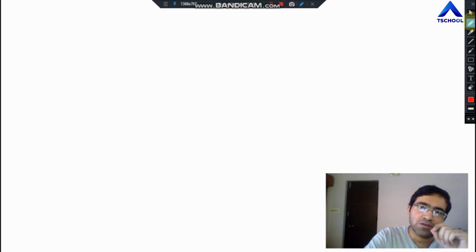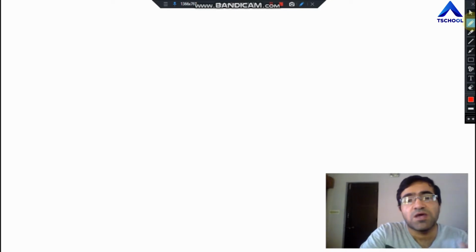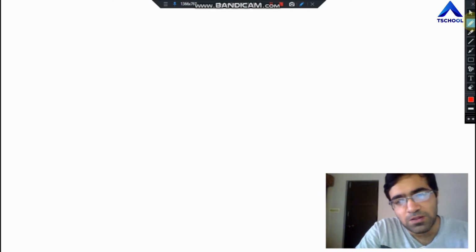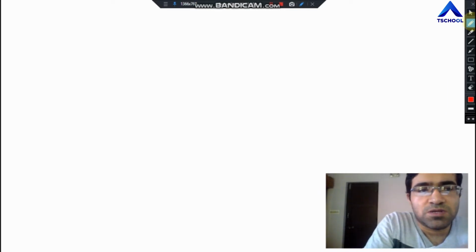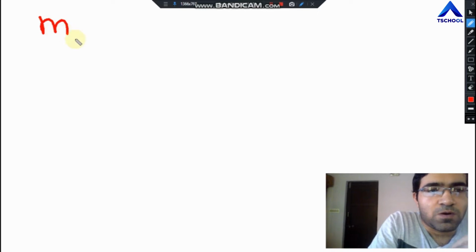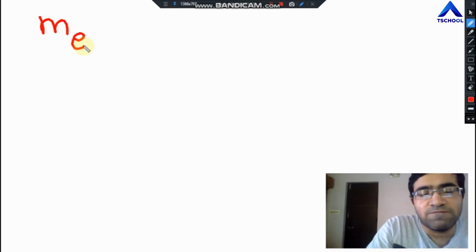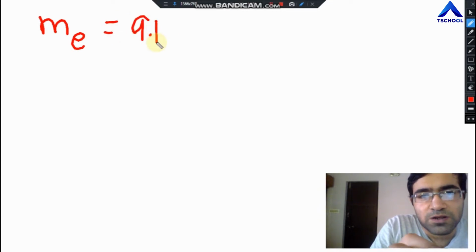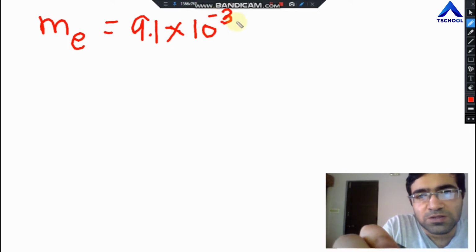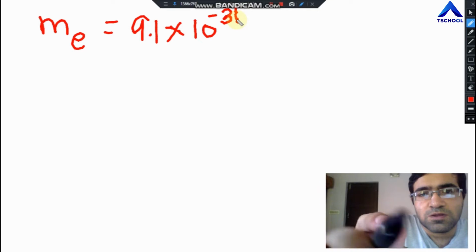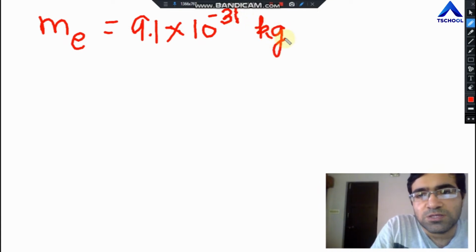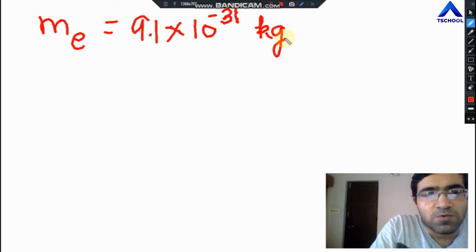Before we discuss Coulomb's law or solve the numericals, first of all we are going to write down a few important values that we have to use often in electrostatics. These are the mass and the charge of the electron and the proton. So here is the mass of the electron. I am using the symbols M for mass, E for electron. So the mass of the electron is 9.1 into 10 raised to minus 31 kg. Okay, it's very small again.